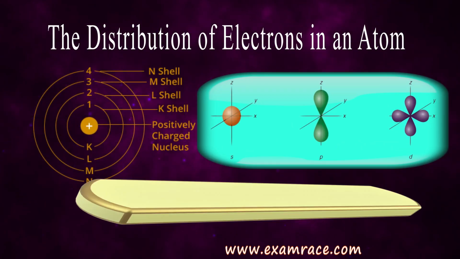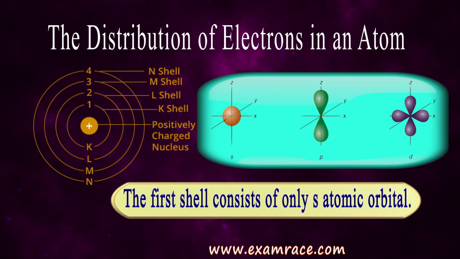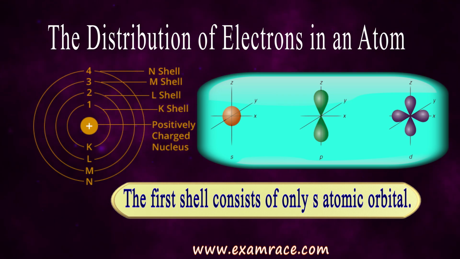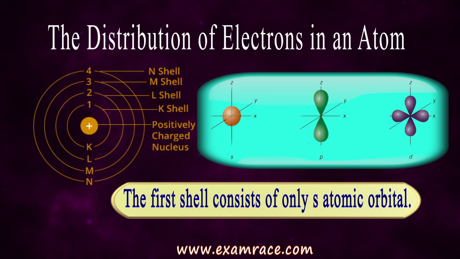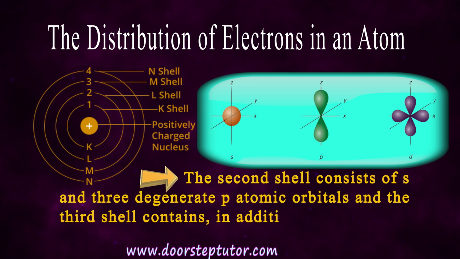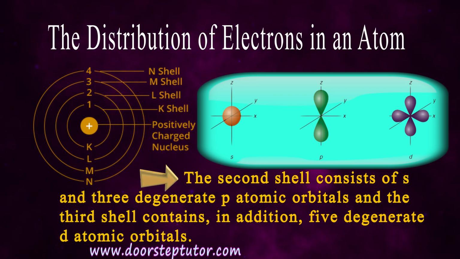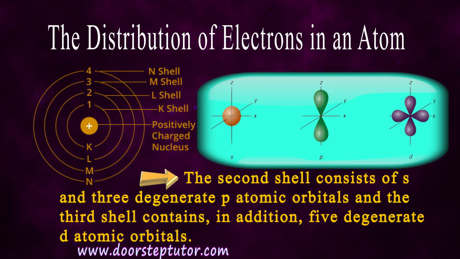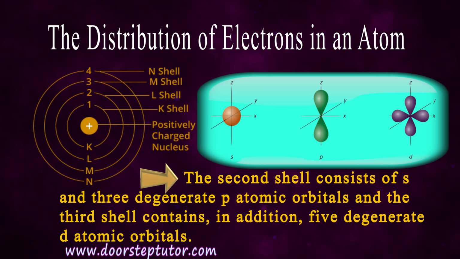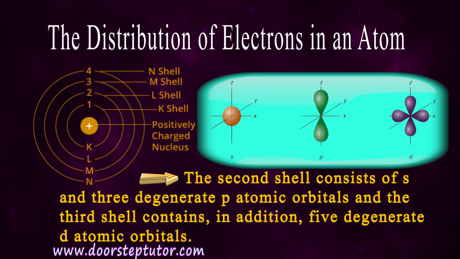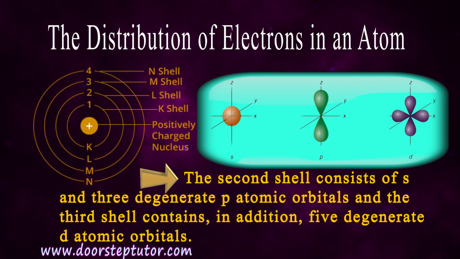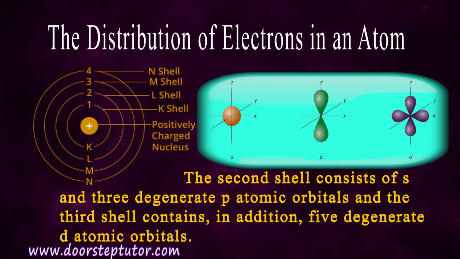Now, the first shell consists of only the s atomic orbital. In this figure, you can see the first shell next to the nucleus; it will always contain only the s atomic orbital. There will be no p orbital. In the second shell, it will have both s and p atomic orbitals, and these p atomic orbitals will be three degenerate ones. Degenerate orbitals means those orbitals which have the same energy. So the second shell will have one s atomic orbital and three degenerate p atomic orbitals.